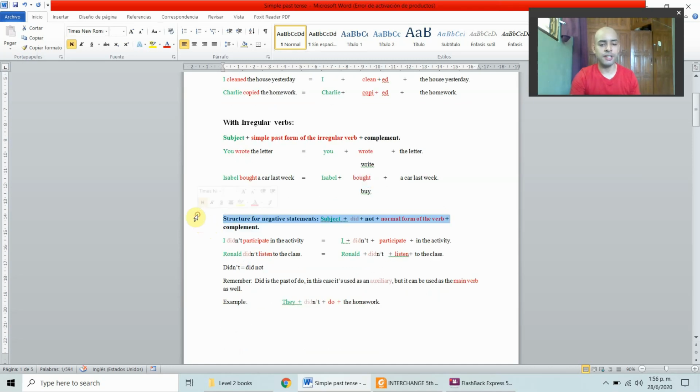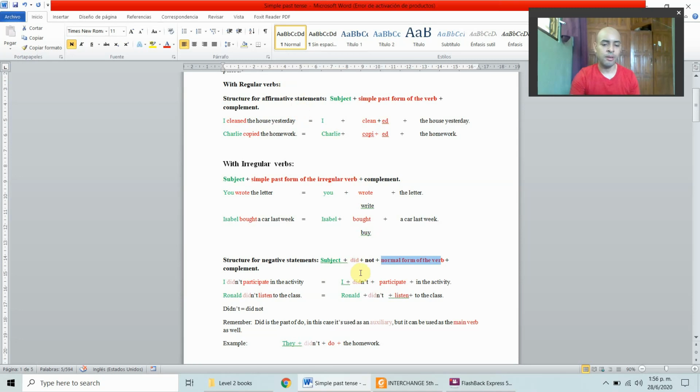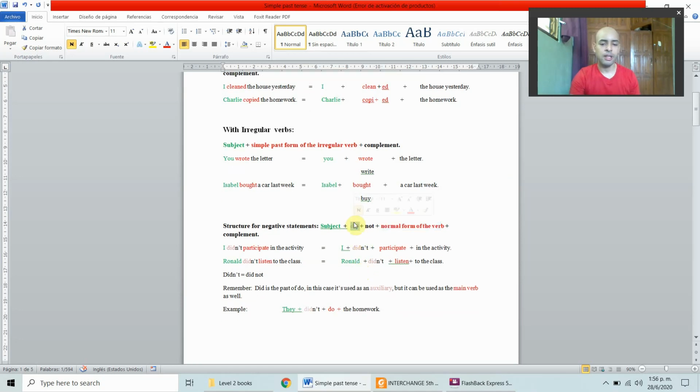So the structure for negative statements. With negative statements, we have to add the auxiliary did. Let's take a look. Subject plus did plus not plus the normal form of the verb. We only use the past form of the verb with the affirmative statements. But with negative statements, the auxiliary adapts the past form. So the verb can stay in the normal form. Normal form of the verb plus complement.